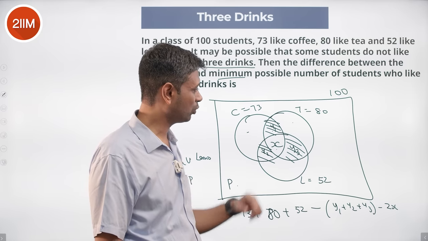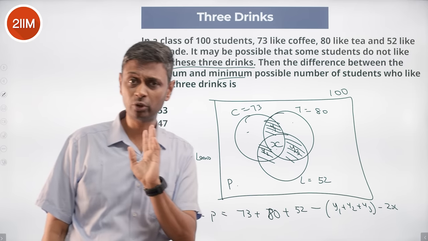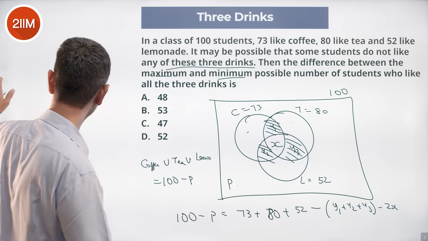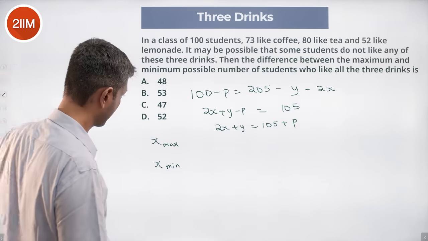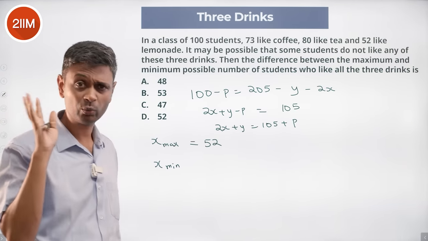47. These two add up to 47. Should be possible because the entire 52 is taken away. The number is simpler. Should be possible. So x maximum is 52. I put x as 52, everything works out rather well.